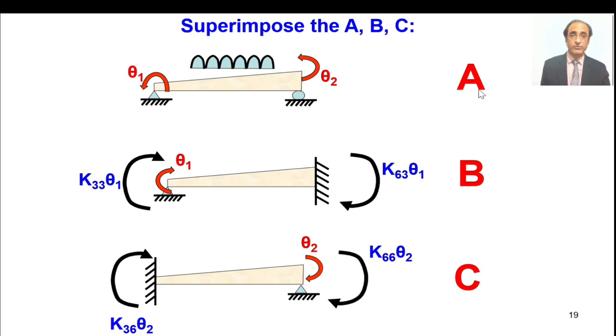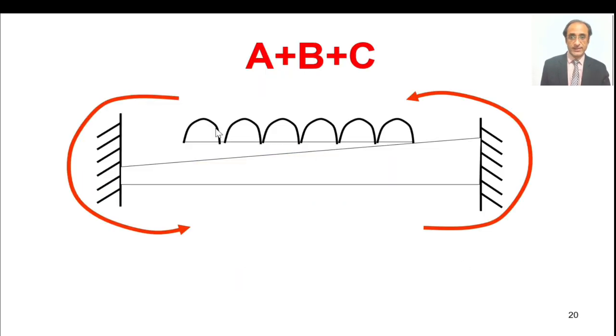Now we superimpose A, B and C, and when we superimpose, we get our original system, that is the structure with fixed-ended conditions like this. The resultant moments at the two ends will be like this. We have just superimposed the various cases A, B and C. Here we are showing the results of B and C, and from A we don't have any moment. These give us the values of the fixed-ended forces.